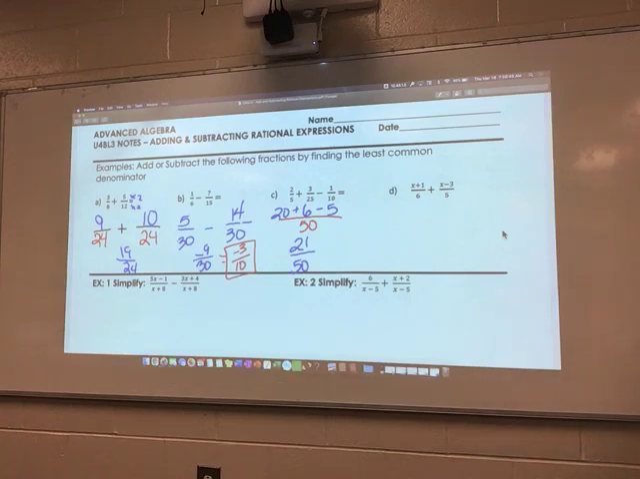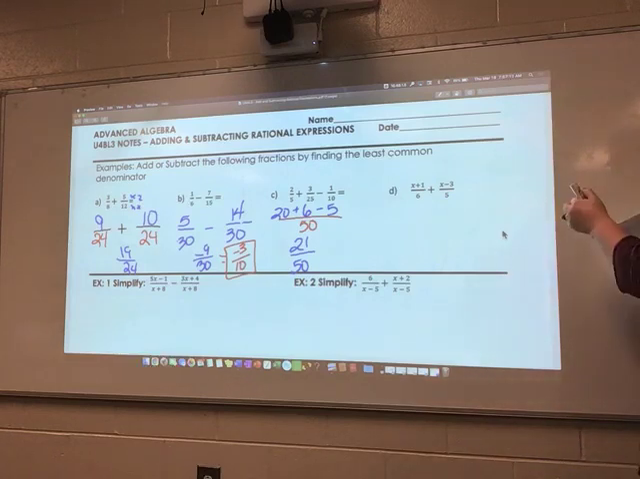Once you have that common denominator, then you can just mash them together. Makes it nice. Okay. Then we have D. Kind of stepping up a little bit. But the process is just to apply a little more algebraic skills.